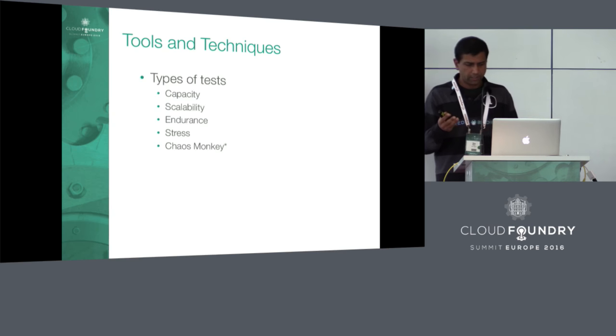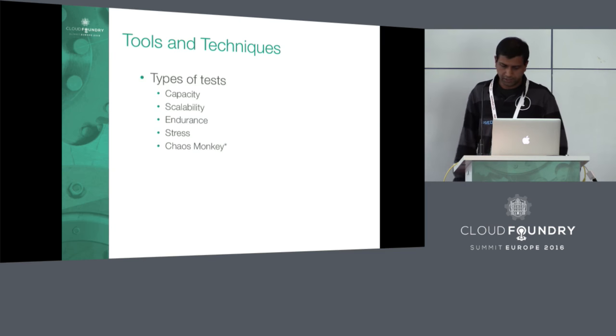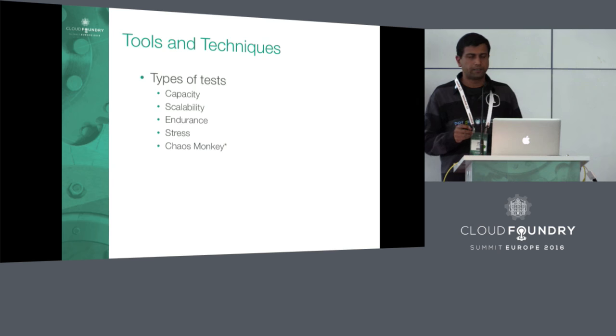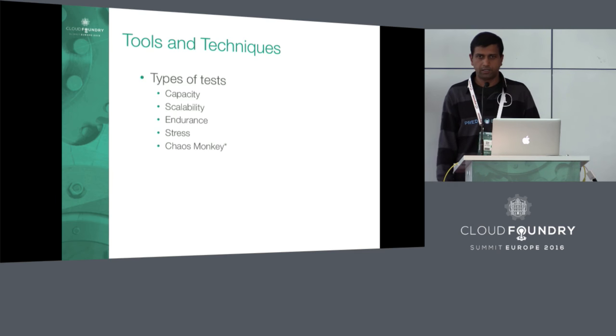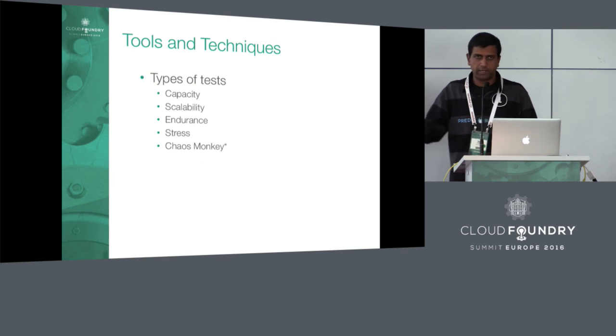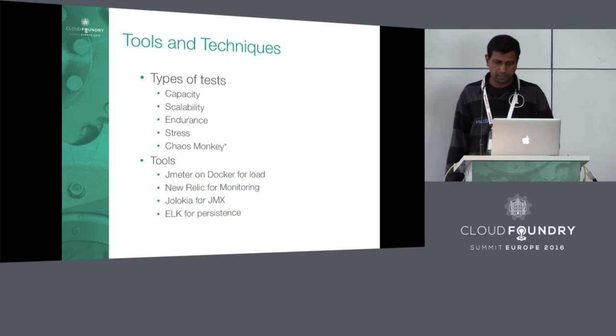Some of the tools that we use: we use JMeter on Docker for load testing, and we use New Relic for monitoring. Jolokia for JMX, this is something that I'll talk about as well. Unfortunately, because in Cloud Foundry the only ports that are exposed are HTTP ports, you can't really use traditional JMX tools like JConsole to look at the JMX metrics. So Jolokia is an open source tool that gives you an HTTP wrapper on top of JMX, so that you can use a curl request to get the output of your JMX. We use ELK for persistence, and I'll talk about this as well.